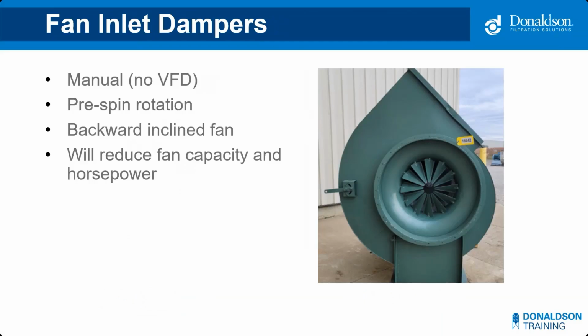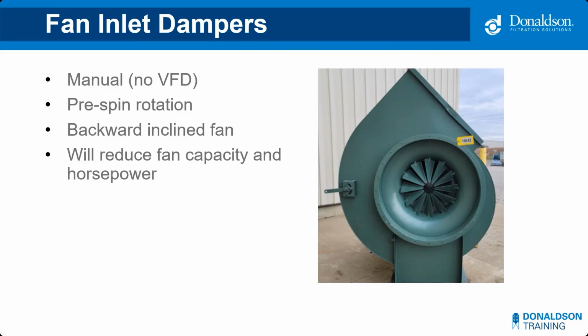This is an example of a fan inlet damper. You notice the damper in the inlet of the fan. This is a damper option to consider if you're specifying a backwardly inclined fan without a VFD. It pre-spins the air prior to the fan wheel.